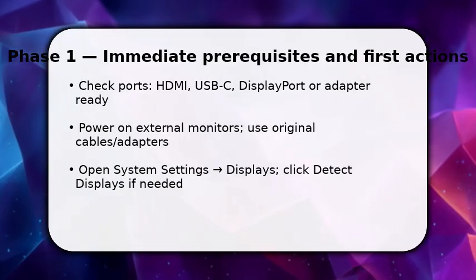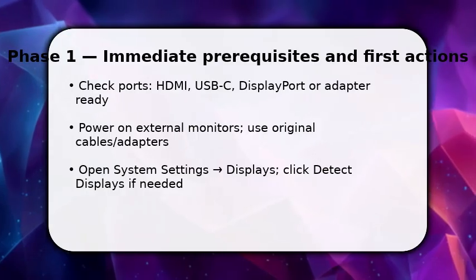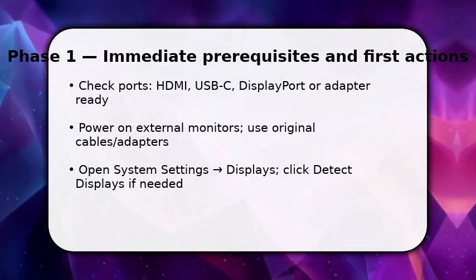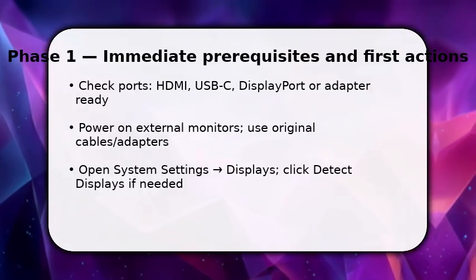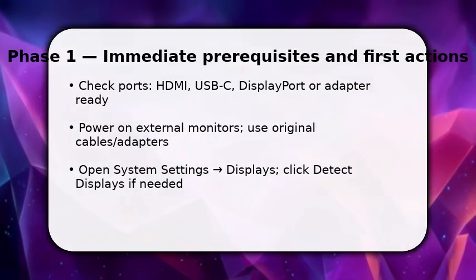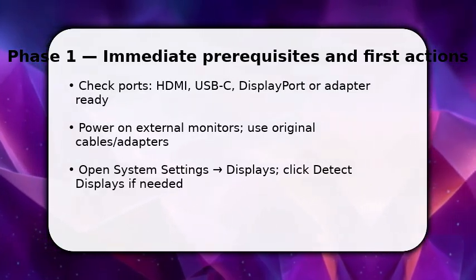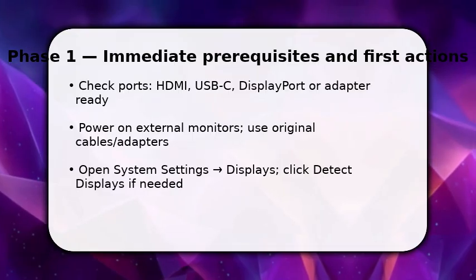You begin by connecting one external monitor at a time, plug in power and the proper cable or adapter. Once connected, power the monitor and wake your Mac. Open System Settings and go to Displays so you can see signals and options. Make sure the cable is fully seated and the monitor input matches the cable.